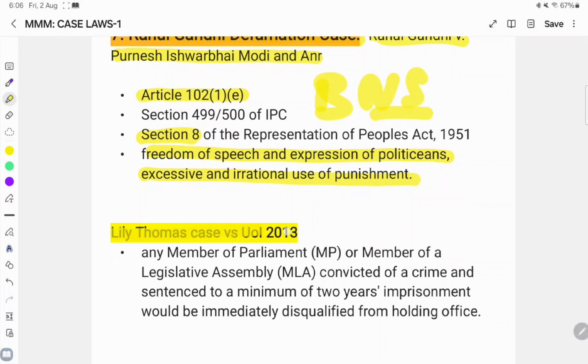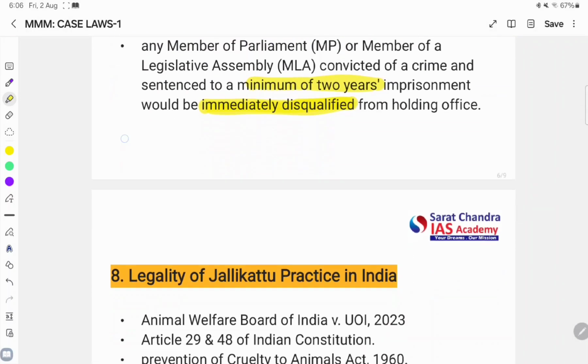Similar to this case, the Lily Thomas case of 2013 is also important, because here the Supreme Court held that there is immediate disqualification when an MP or MLA has been convicted for a crime and sentenced for a minimum of 2 years. Then there will be immediate disqualification from holding office. So this was the case.